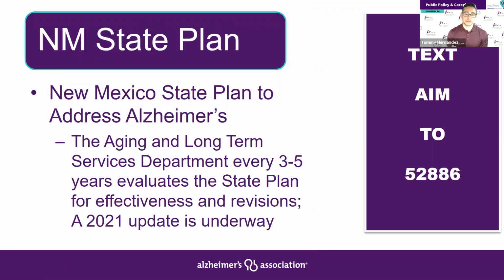So our state, New Mexico, has a state plan to address Alzheimer's disease. It is really managed, administered, and created by the Aging and Long-Term Services Department. And they are tasked to do an update every 3 to 5 years. And at the time when we do the update, we carefully evaluate that state plan for its effectiveness. We carefully evaluate the progress, or perhaps where some of the areas of improvement lie. And I mention this because the Alzheimer's Association is a key player in helping the Aging and Long-Term Services in the crafting of this state plan.